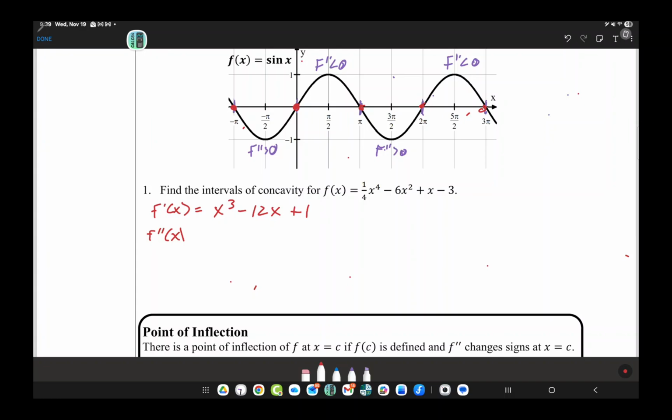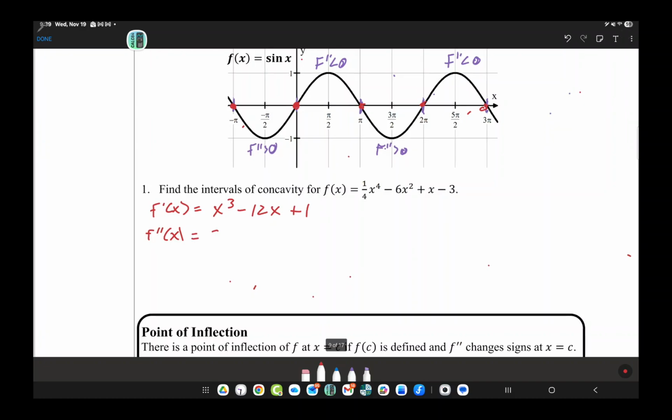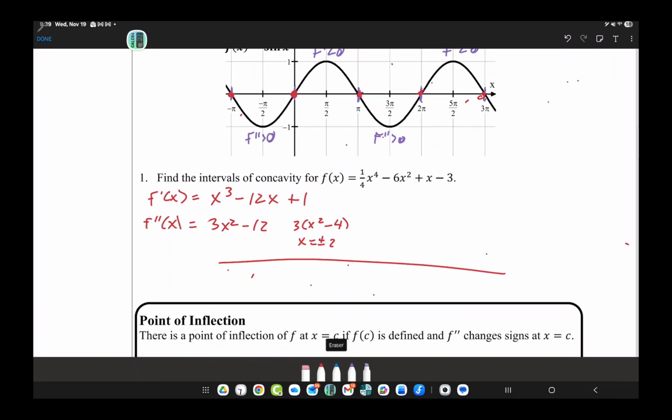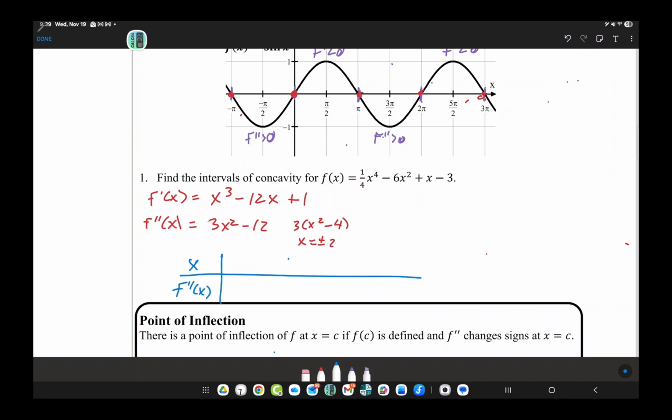All right. So the second derivative will be what? 3x squared minus 12. Well, it's pretty easy to find the zeros for that. Factor out 3. x squared minus 4 gives you x equals plus or minus 2. So we have f double prime of x. We have negative 2, positive 2, and then everything in between.